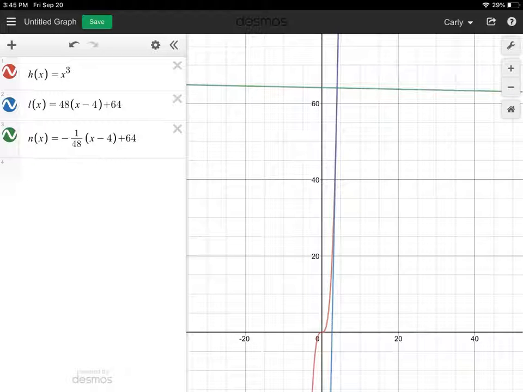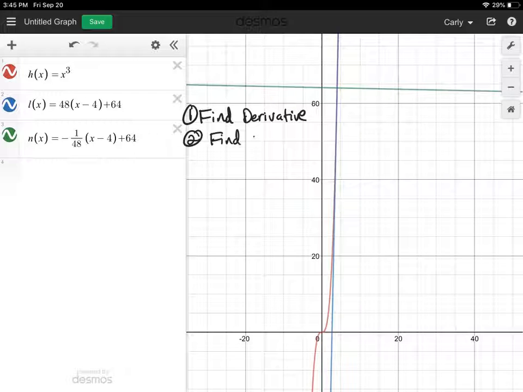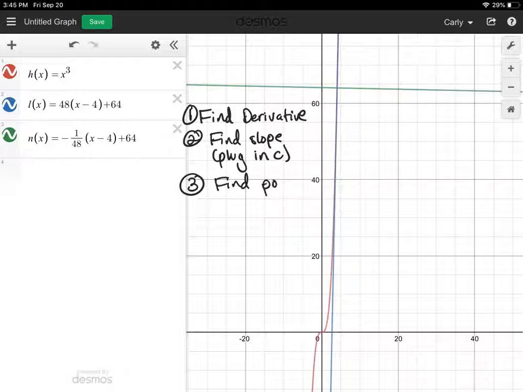So that is how you find the equation of a tangent line and a normal line. First, find the derivative. Then find the slope where you want to find the slope. So just plug in c. Then you're going to find the point. And then you're just going to plug it all into point slope. And that's it.